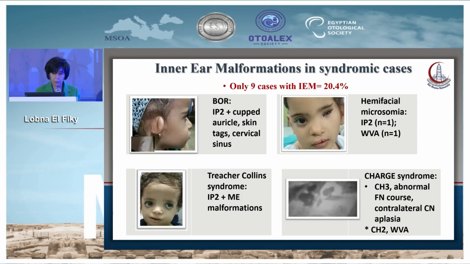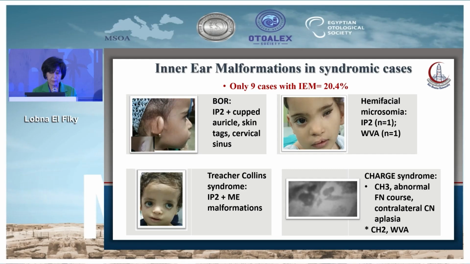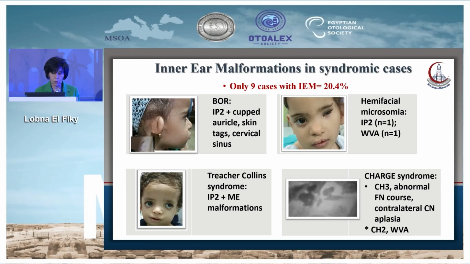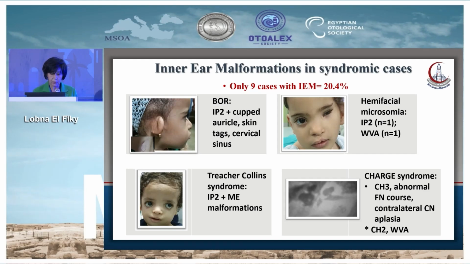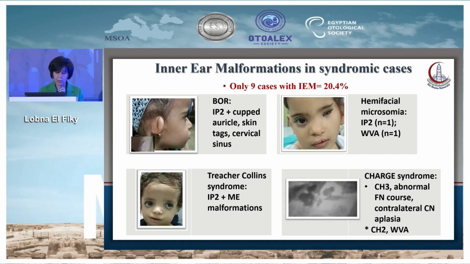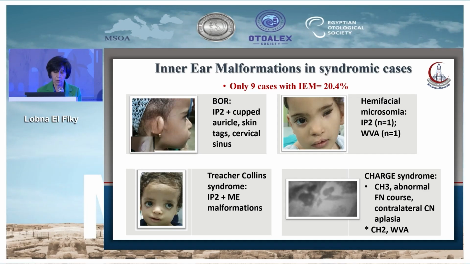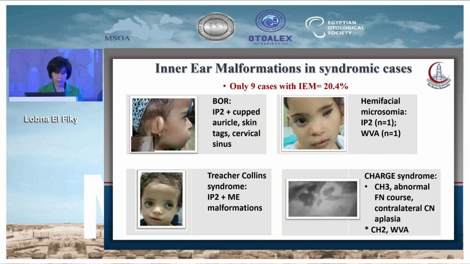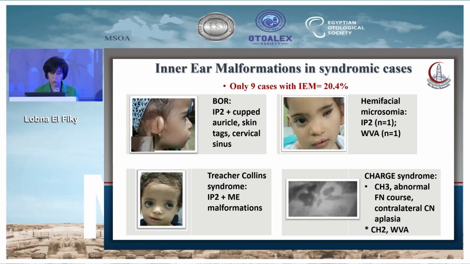Regarding inner ear malformation in these syndromic cases, we found only 9 cases with inner ear malformation, which constitute about 20%, which is a great percentage in these cases. Basically, IP2 was the most common malformation, which is the least severe, as we heard from the first presenter. So it was basically very easy to operate on them and have a normal or near normal outcome, as Professor Nesreen showed us.